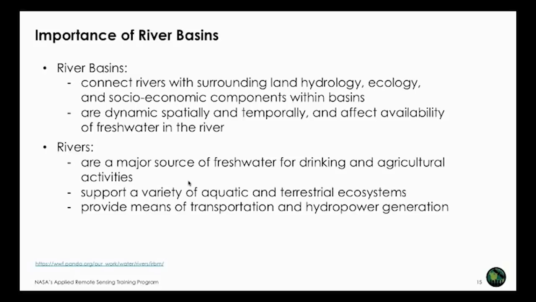Because these river basins are spatially and temporally very dynamic, the availability of fresh water really has to be monitored closely through effective management and monitoring. Rivers which receive water from river basins support a variety of aquatic and terrestrial ecosystems. They provide means of transportation and hydropower generation in many cases. So because rivers are so important, river basins which feed water to these rivers, and the processes going on within those river basins, are very important.